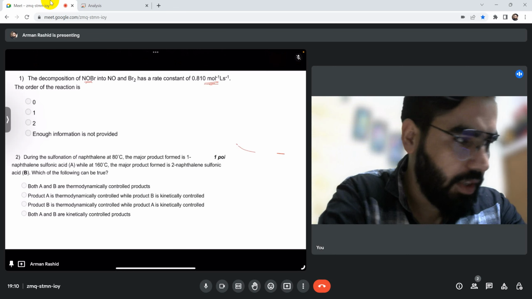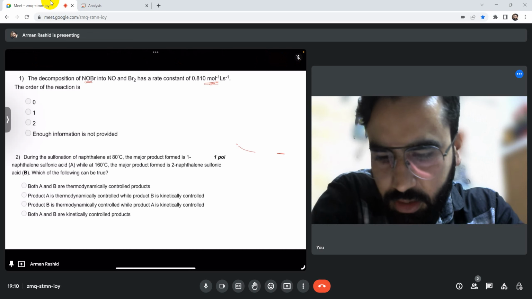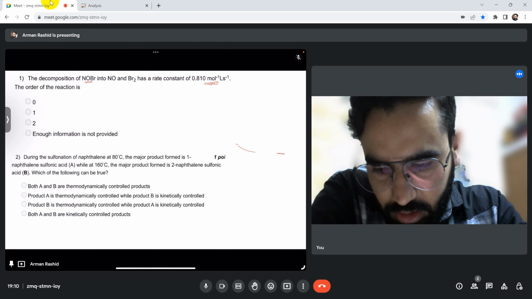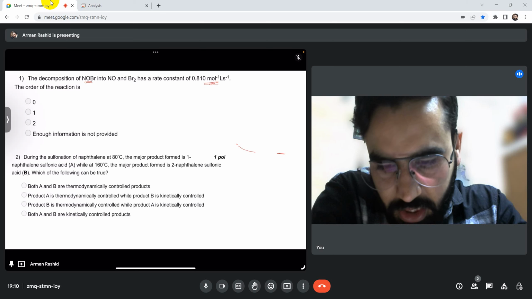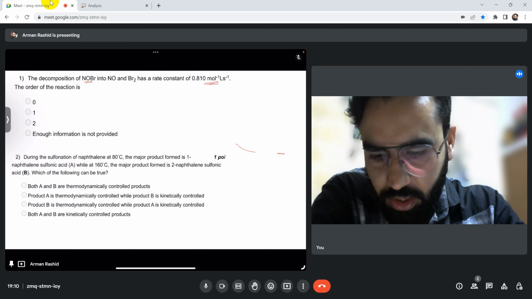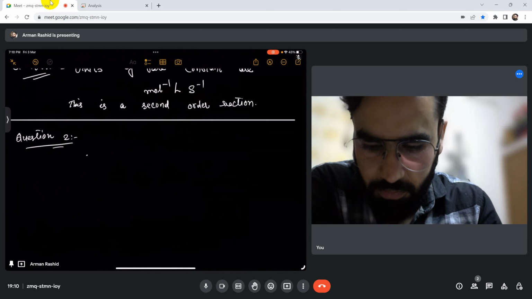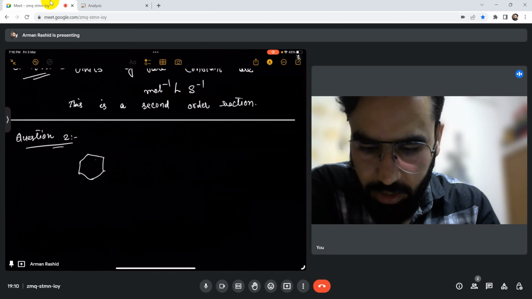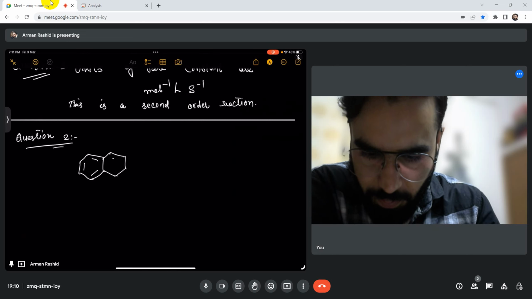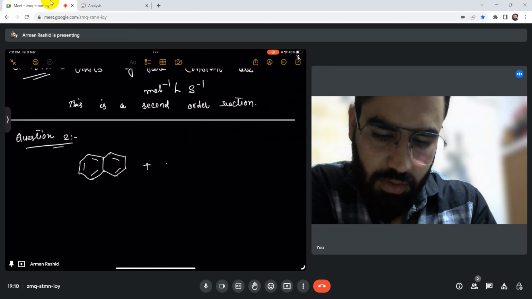During the sulfonation of naphthalene at 80 degrees, the major product formed is 1 naphthalene sulfonic acid, while at 160 degrees, the major product formed is 2 naphthalene sulfonic acid. Which of the following can be true? Okay, so if we take naphthalene, that is like this, we do the sulfonation.